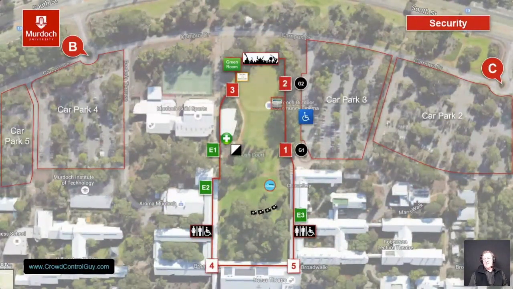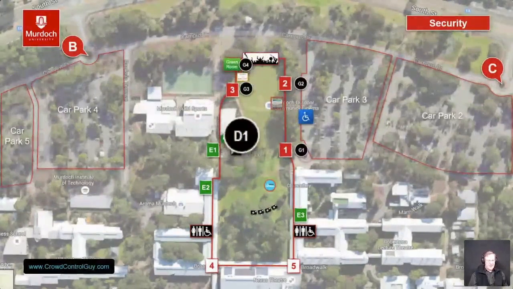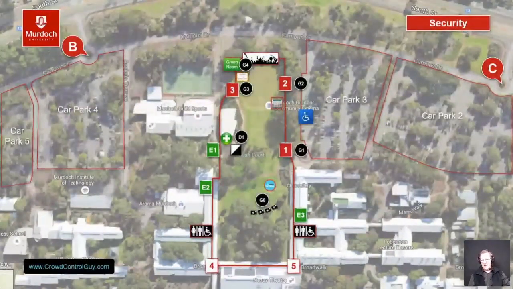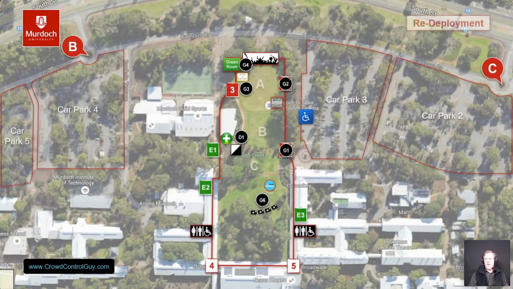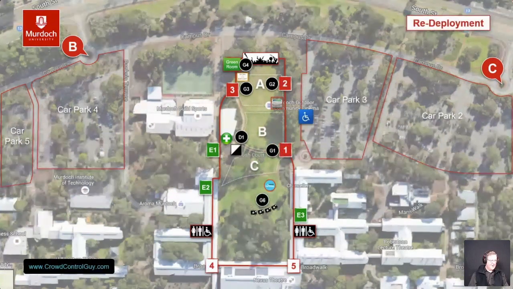Security, drop them in. 3,500 people. The license, I can tell you, will be 6 security guards. I'm Delta 1. The other 5 assist. In Keynote and PowerPoint and a few other things, when you do deployment plans, actually show them where they are going to go. In this case, 15 minutes after the main act starts, they're going to move.